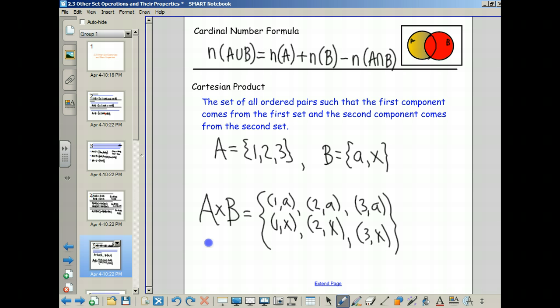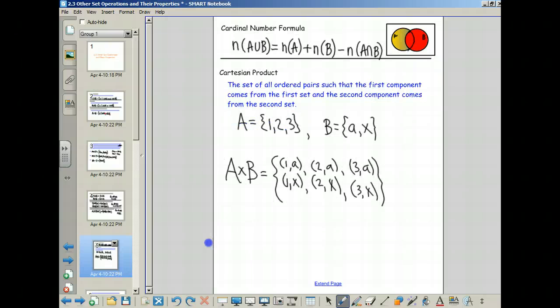Right? How many of them are there? There's 6. So I want you to notice a relationship here, a relationship between the number of items. How many items were in A? There were 3. How many items were in B? There were 2. And how many items were in A cross B? 6. So you had an opportunity to do something similar to this in your homework. What is the conjecture you can make about the relationship between these sets?